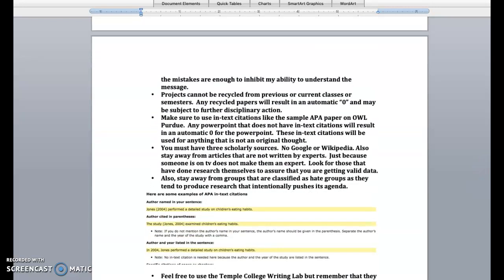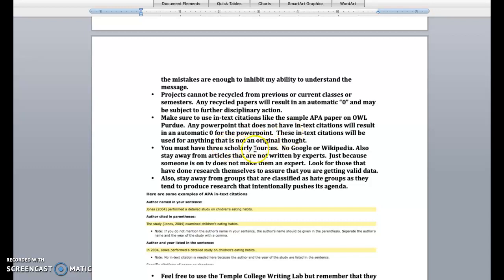Let's see. Just no plagiarism, obviously. Make sure no recycled papers. If you did one for a different government class or any other class, like a history class, make sure you're not using the same one because it'll show up in turnitin.com. In-text citations: no in-text citations or no reference sheet is an automatic 0. Put together, those are 20% of your grade. So that is a big deal.